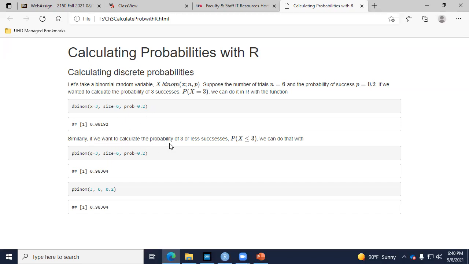And similarly, if you want to calculate the probability of 3 or fewer successes, written as P(X less than or equal to 3), you can do it with pbinom. Q equal to 3, size again is n equal to 6, and the probability of success is 0.2. If you notice the difference here, this is q and this is x, and this is d and this is p, it's just a different language in R. But pbinom is giving you the CDF.